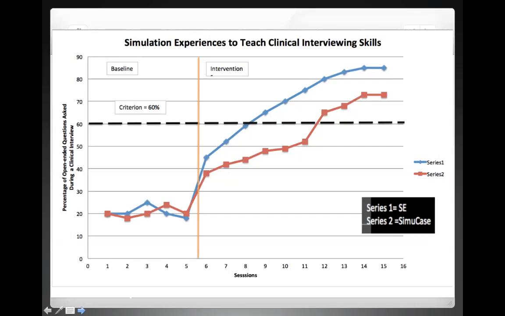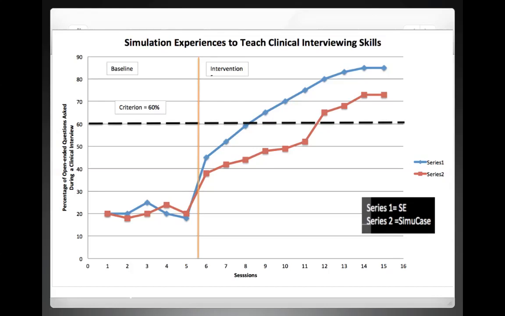As demonstrated in the graph, the percentage of open-ended clinical interview questions asked by SLP students increased after participating in both types of interventions. So here I have the baseline, and then here there were 10 sessions of the intervention.